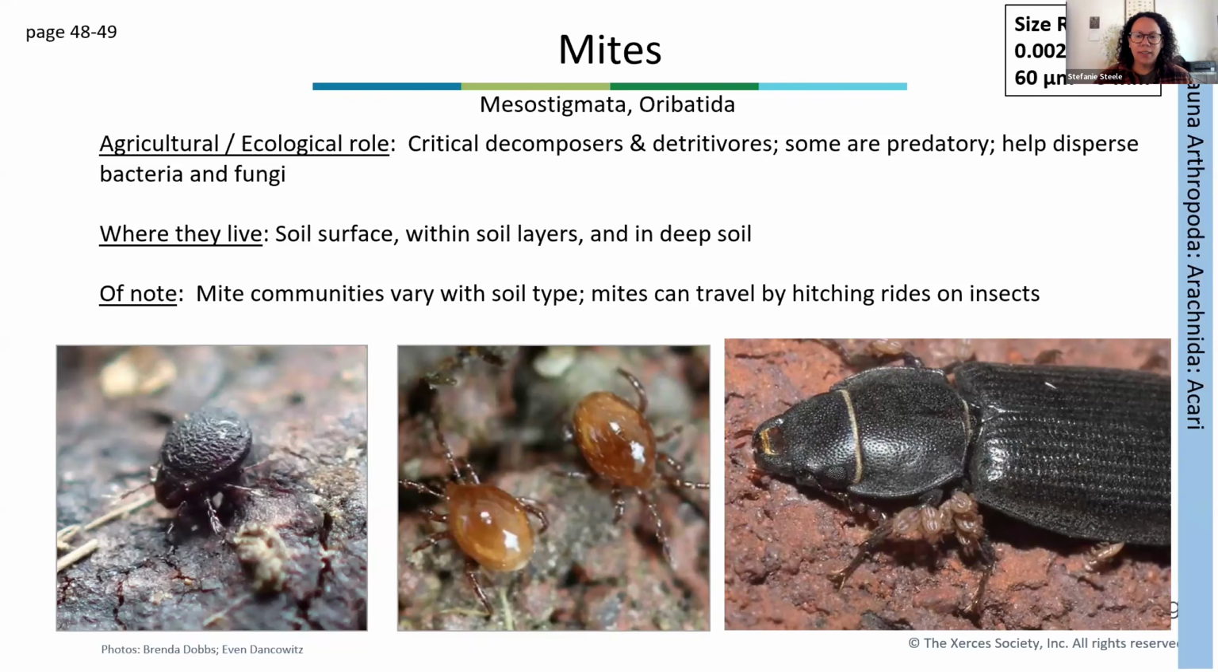And mites are important to the food web with their role as decomposers and detritivores. They're essential for breaking down organic materials into smaller bits used by bacteria. For example, there is a type of mite that can eat 20% of its weight in leaf litter a day. It's pretty astonishing. And alternatively, some mites, like this one shown in the middle photo, they're predatory on smaller soil life like springtails or nematodes or other insect eggs.